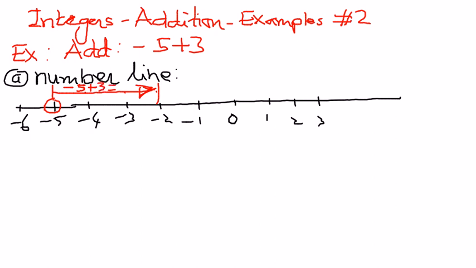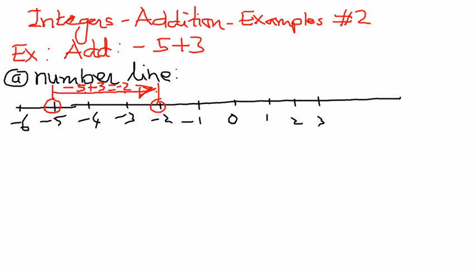So wherever that point ends, that is going to be our answer. Negative 5 plus 3 is going to be equal to negative 2. So that is how we're going to represent or add 2 integer numbers on a number line.